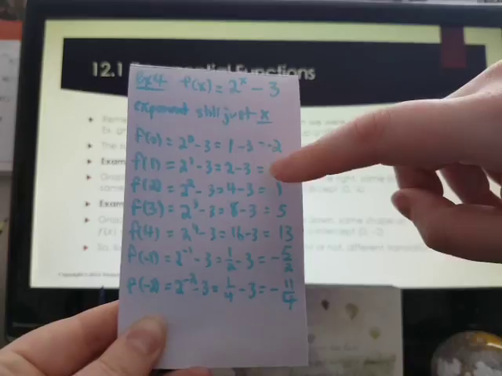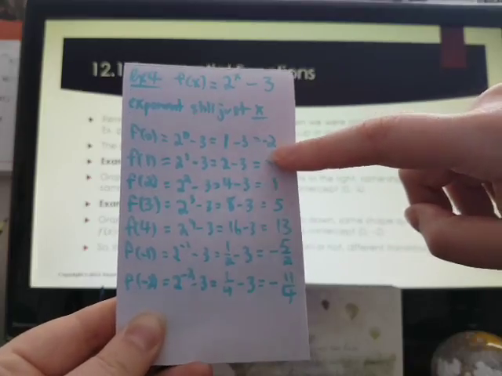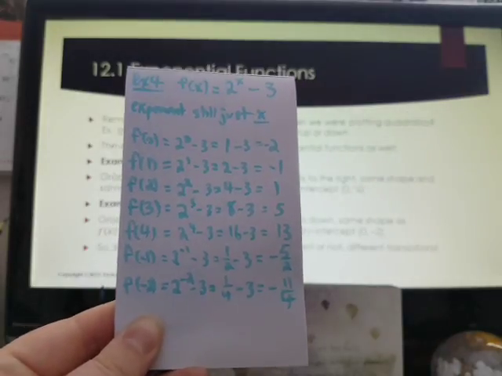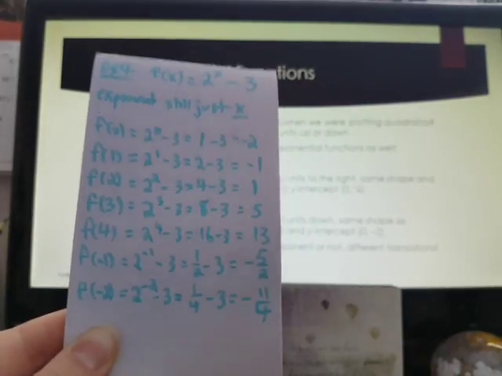So in this case, instead of them being 1, it's going to become a negative 2. Instead of them being a 2, it's going to become a negative 1. So you'll see each value is decreasing by 3. So you can probably already guess what the graph is going to look like.